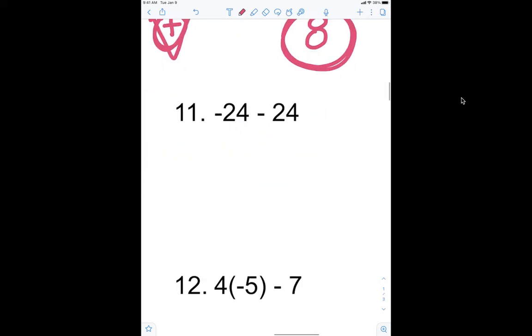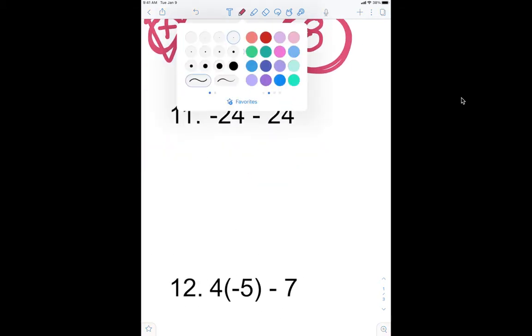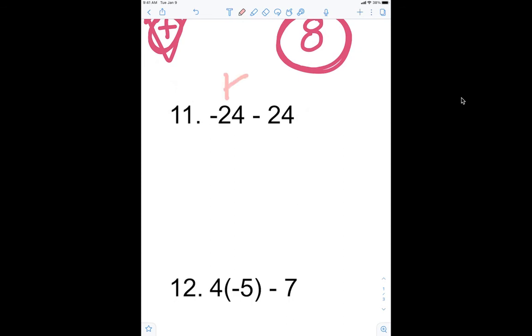Okay, number 11. I want y'all to try this. The strategy is KCO. So y'all try this one doing KCO. Your teacher's going to pause it and y'all try.